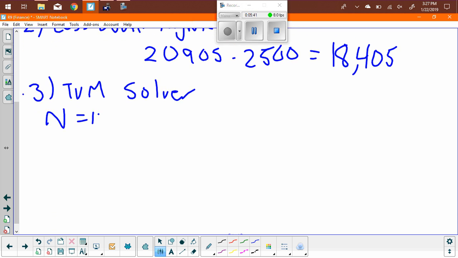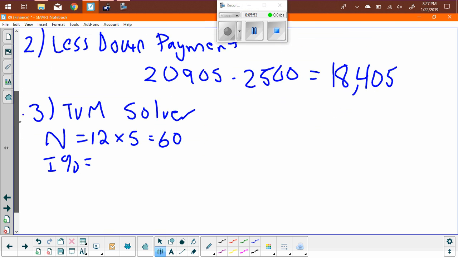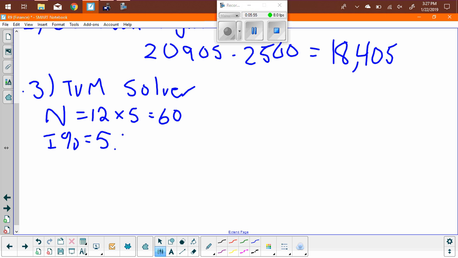N, right, it's monthly, so 12 times per year times 5. Okay, so it's 60 payments in total. Okay, I% is my interest rate. So that was 5.4%, 5.4.